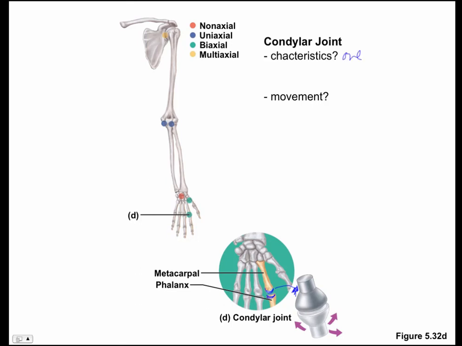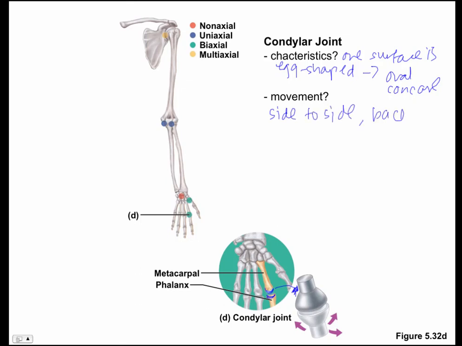So one surface is egg-shaped, and that fits into another surface that is an oval concave. Movement allows bones to go from side to side and back and forth, but no rotation around an axis.